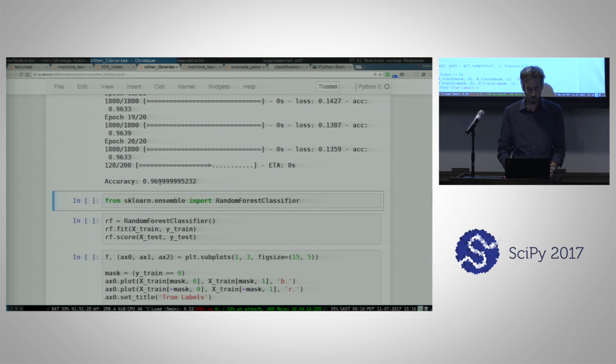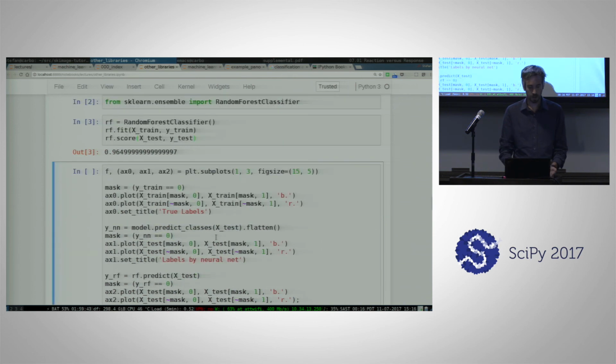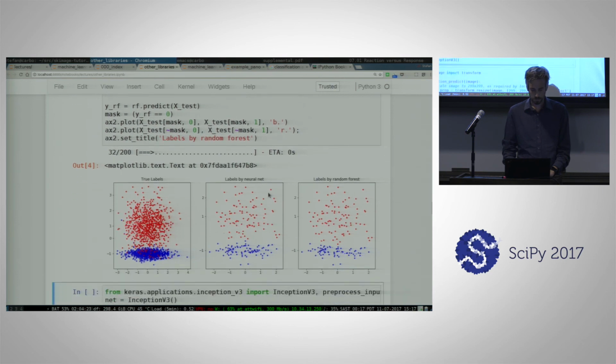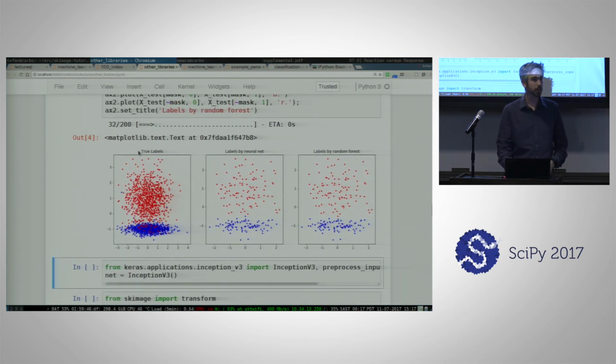I can do the same with the random forest classifier. Create the random forest classifier, fit it to the data, score the data, and I get almost the same accuracy. Let's visualize the results quickly. So there you see the input data, colored according to the actual labels. You can see 2 clouds with a little bit of overlap. And here are the very reasonable labels provided by the neural net and by the random forest.